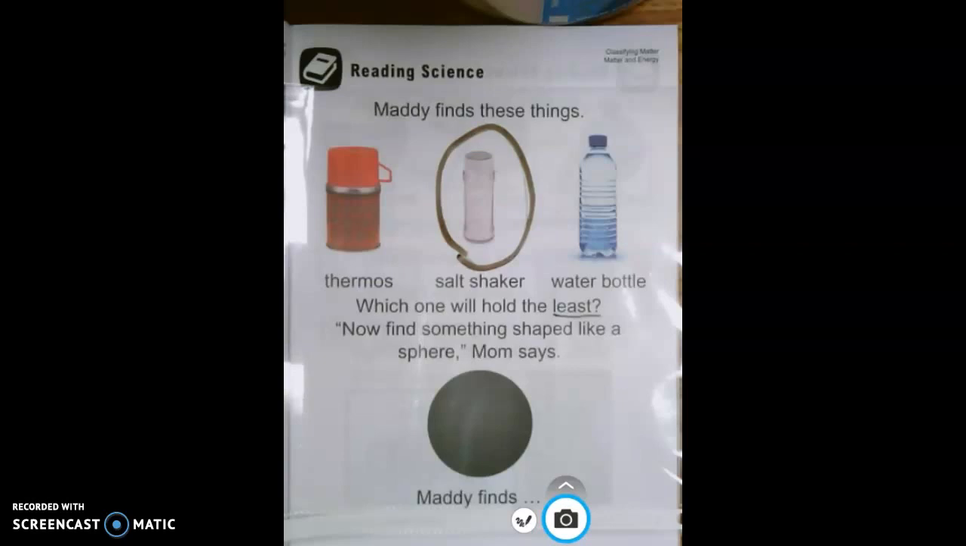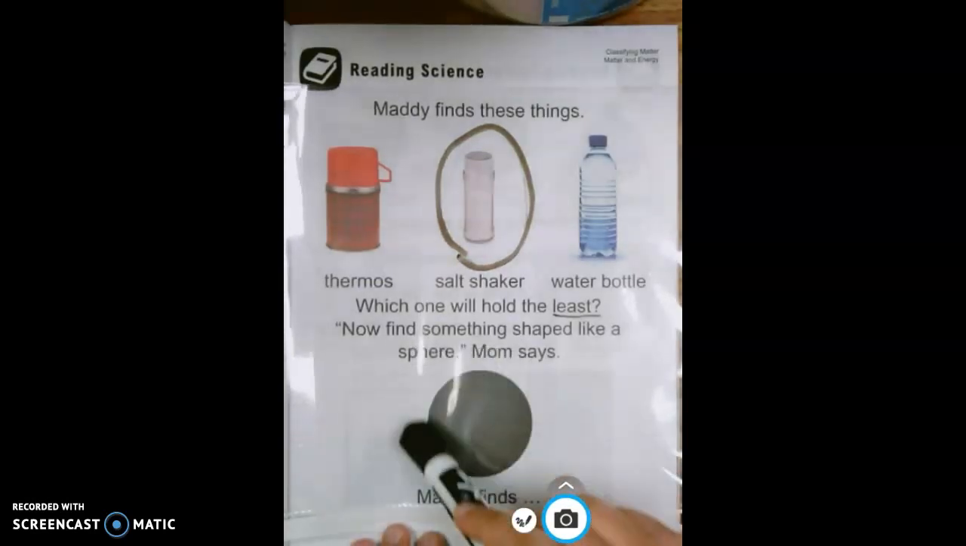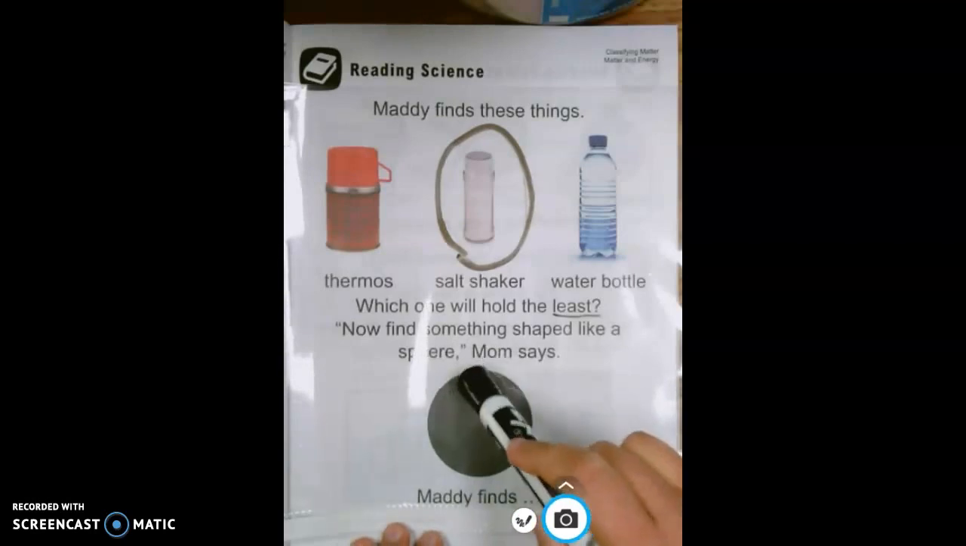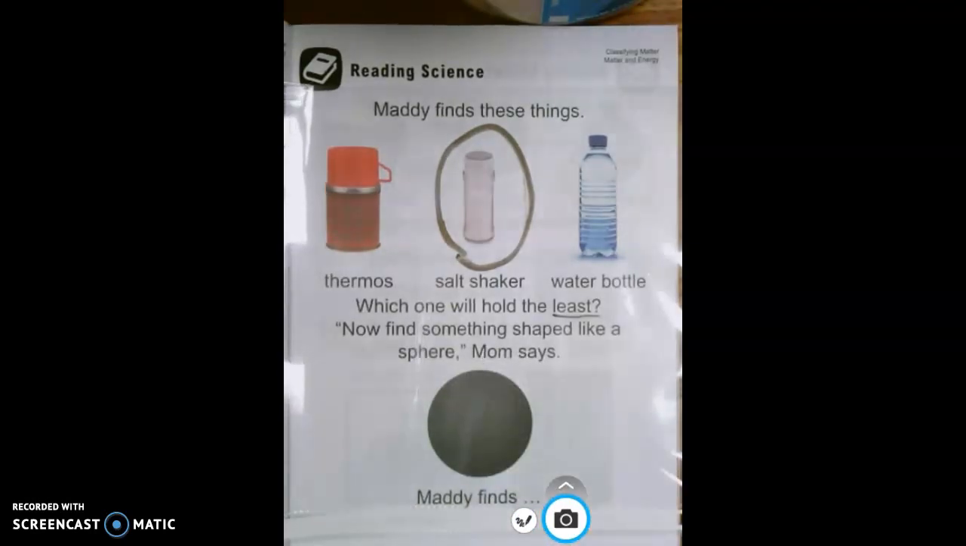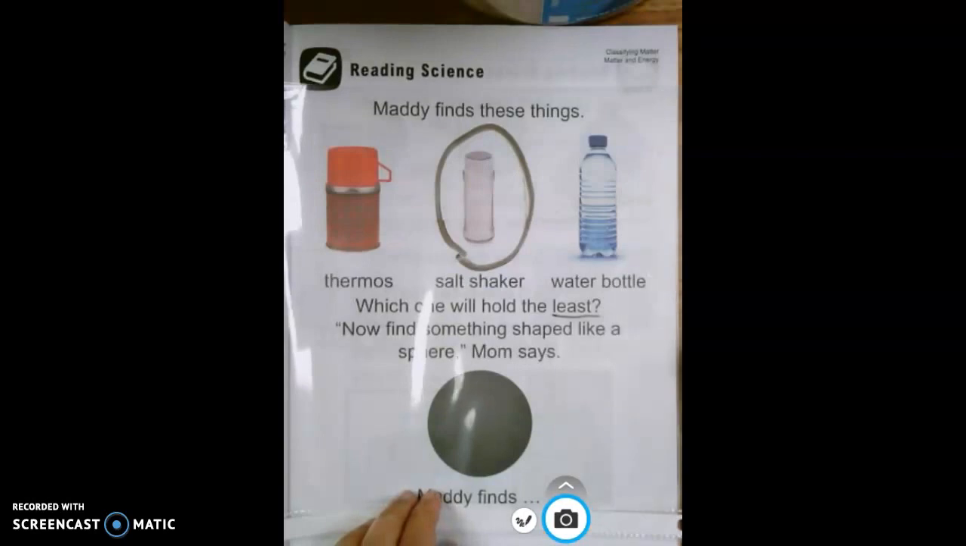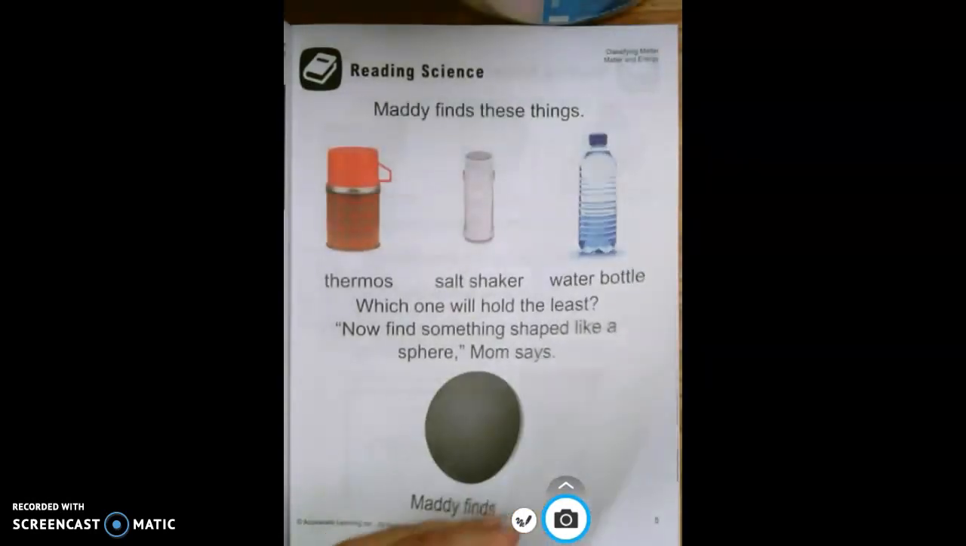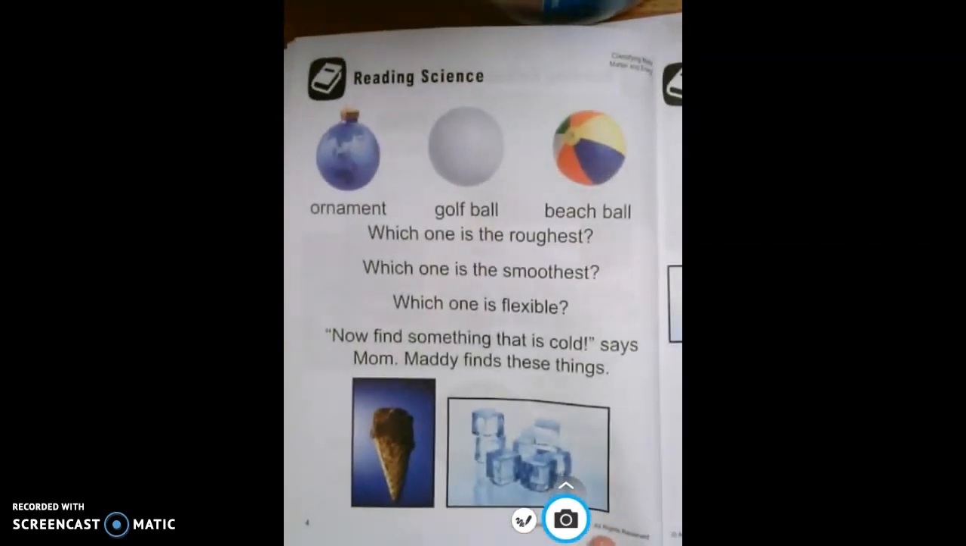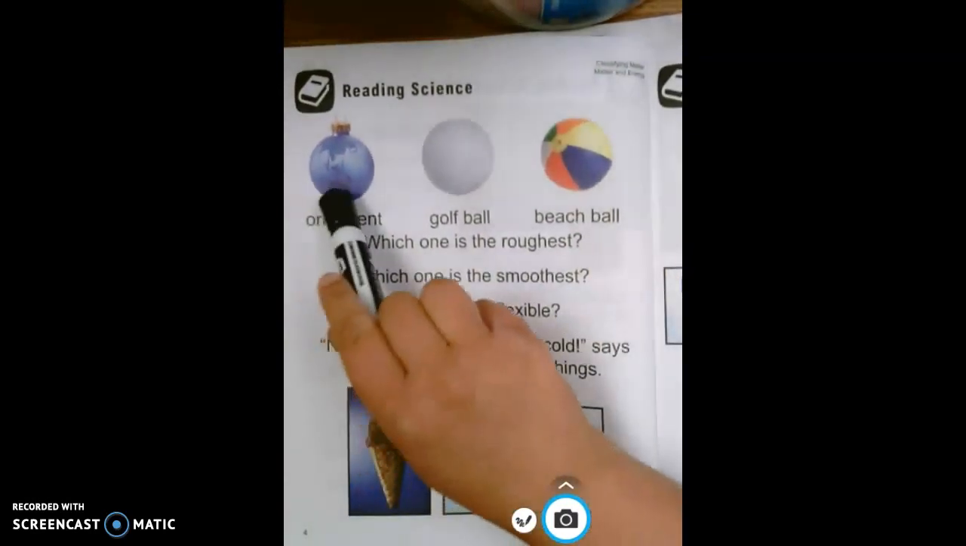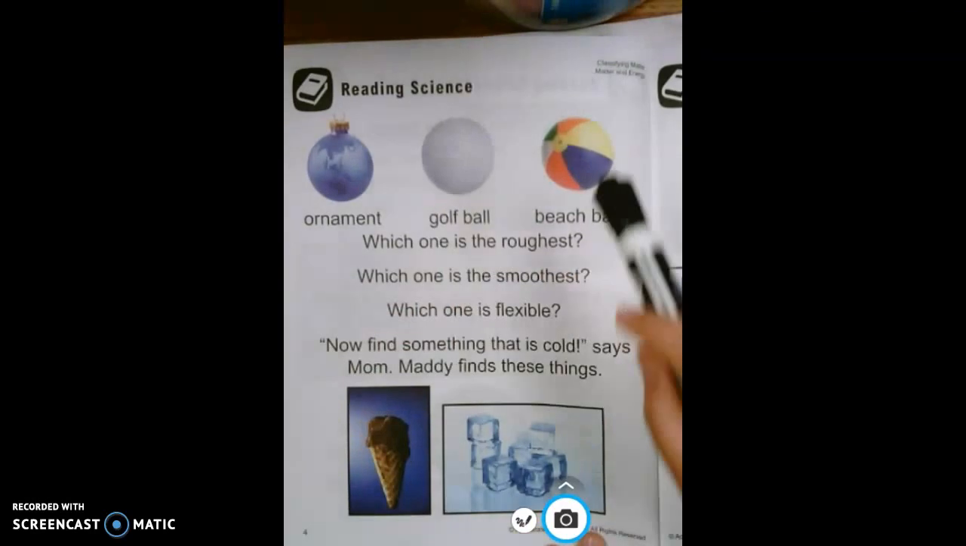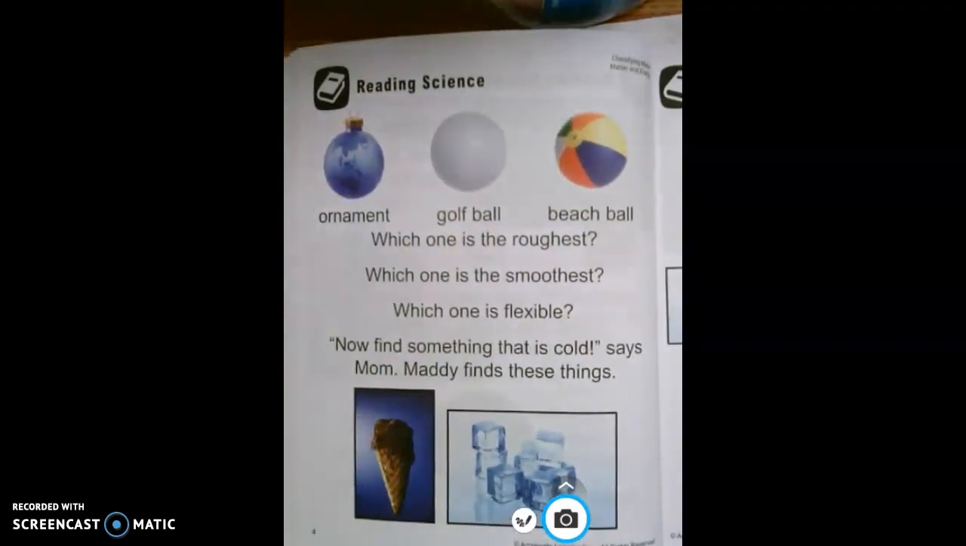Now, find something shaped like a sphere, Mom says. A sphere is round. It's another 3D shape. It has height, width, and depth. So let's see what Maddie finds. Let's turn the page. Page 4. Okay, she finds an ornament, golf ball, and beach ball.